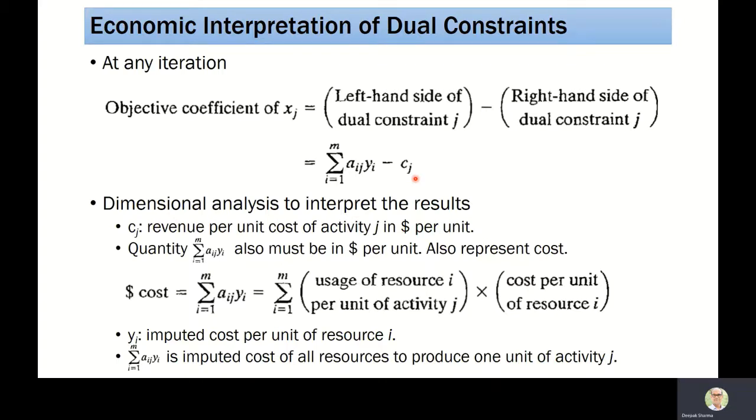If we correlate with the slide which we discussed at the beginning of this session, there we discussed the unit worth of resources and the reduced cost. The unit worth of resource i is directly the dual variable yi. And the reduced cost, you can see this particular formula: reduced cost is equal to the imputed cost of all resources to make activity j minus the revenue. So we can make the definition. Basically, the dual constraint is representing the reduced cost if we take left-hand side minus right-hand side.